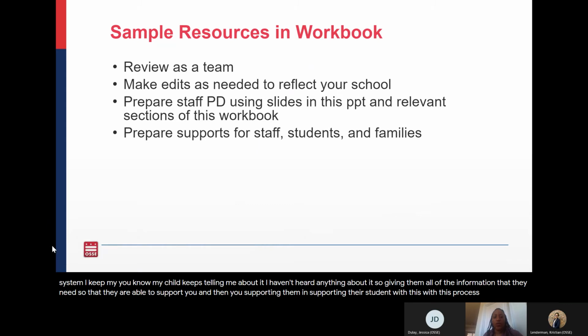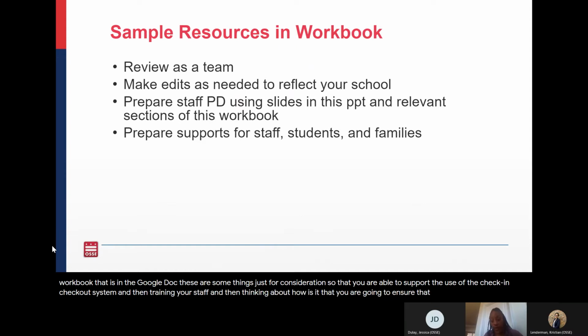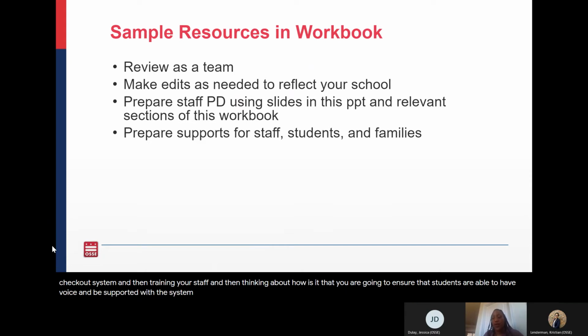So in your workbook that is in the Google Doc, these are some things just for consideration so that you are able to support the use of the check-in, check-out system, and then training your staff, and then thinking about how you are going to ensure that students are able to have voice and be supported with the system, and your families as well. So just thinking about those things, and there are sample resources within that workbook in that Google folder for you to utilize in your building as you begin to plan.